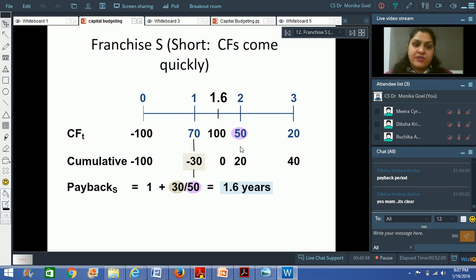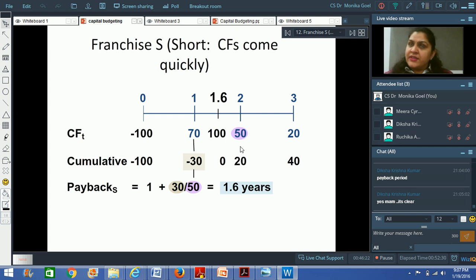Shorter the period, the safer I am because I am getting my money back. Shorter the period, I am more safe. I am not taking much risk. I am getting my money back faster, and that is why I am interested in taking franchise S rather than franchise L. I am interested in investing in franchise S and not in franchise L. Is the point getting clear?